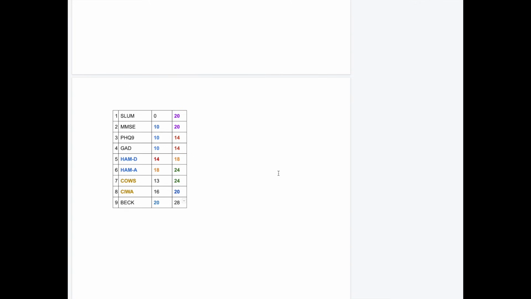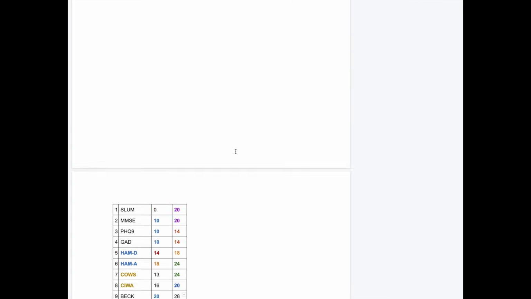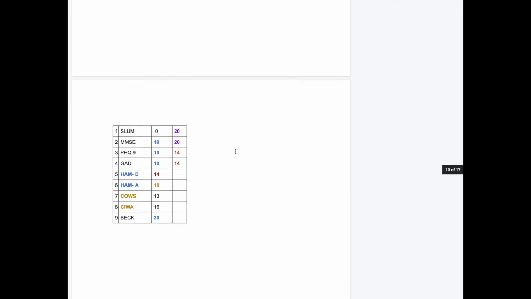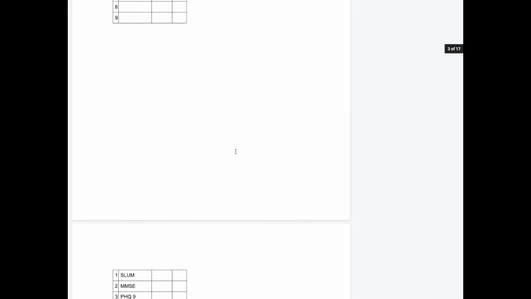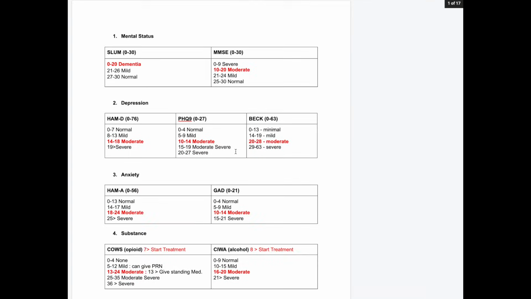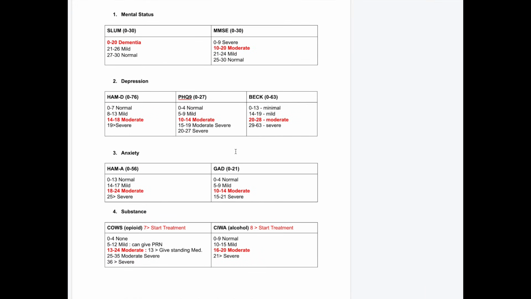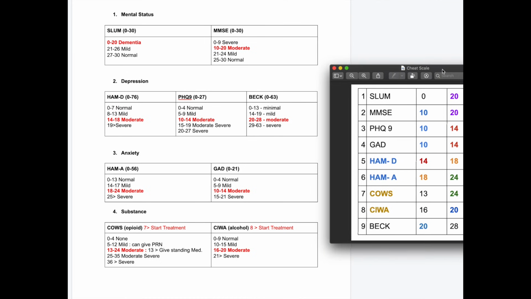So let's go back to the scales and look at all those moderate numbers. Okay, moderate numbers, and here I am going to share the screen.